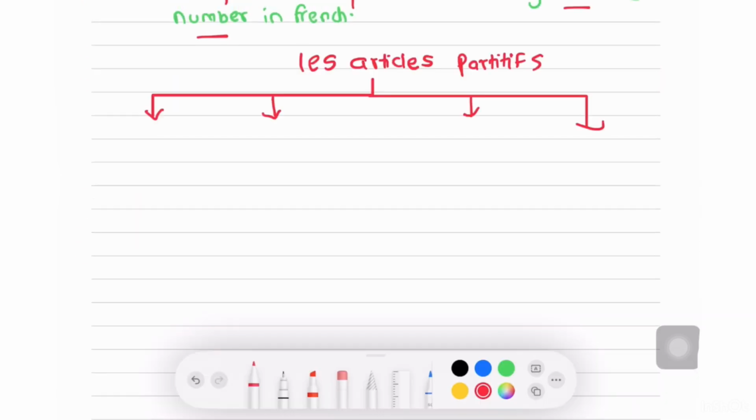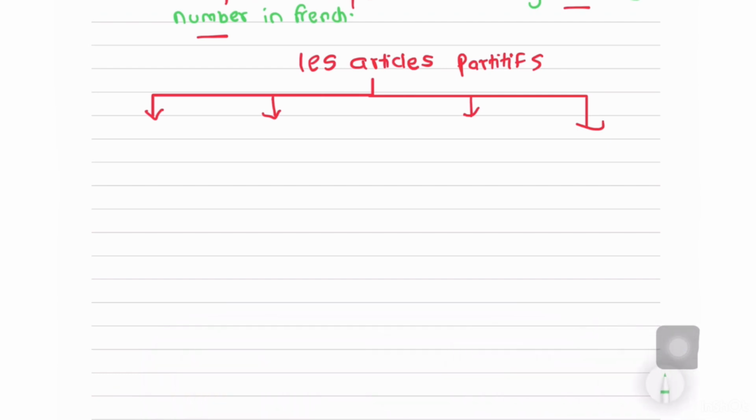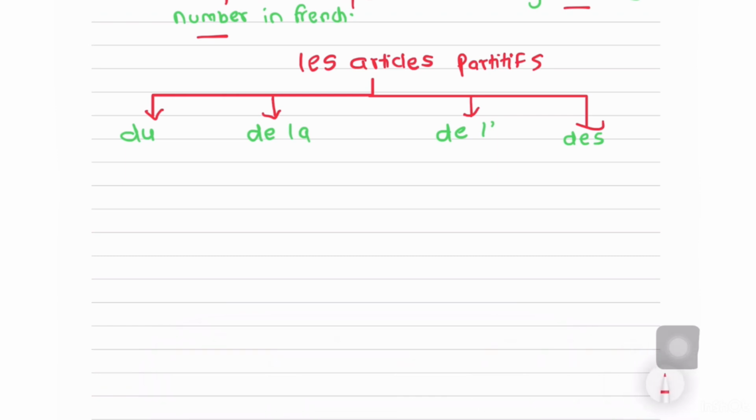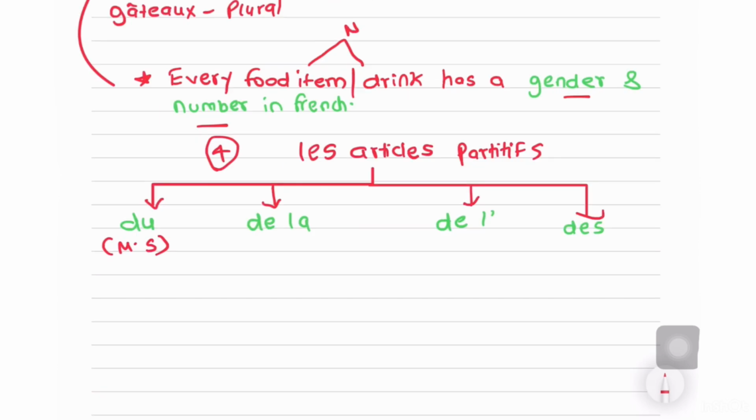So what you need to know is that it will have four forms. The word some will have four forms. First one is du. Second one is de la. Then third one, de l'. And last one, des. Okay, these are our four forms of the word some. Now what you need to understand is what is the difference between them, right? So all four of them mean the same thing, that is some, and all four of them are used before food items or drinks. First one is used for masculin singulier. Your food item or your drink is called a noun together.